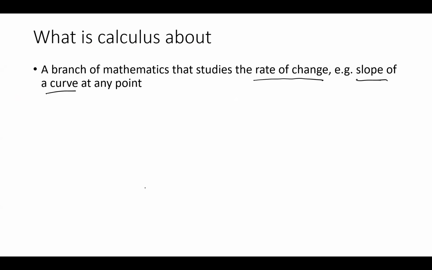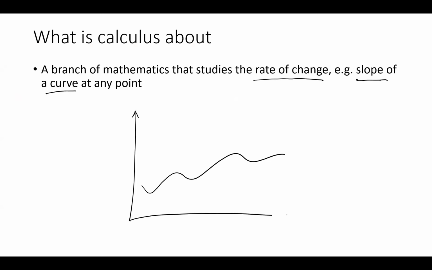So what is a curve? A curve can be anything, right? If I draw some curve and put it in the coordinate system, this is a function. We usually denote it as f of x. So f is short for function, and our output, which we can also denote as y. So y equals f of x.